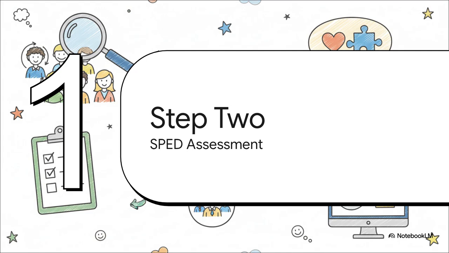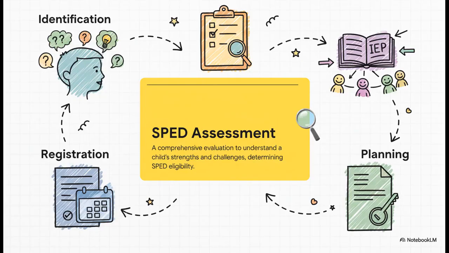So, once a child has been identified, the next logical question is, okay, what kind of support do they actually need? And that brings us right to the assessment phase, where the goal is to really truly understand the individual learner. Now, this is so much more than just a test. Think of it as a comprehensive, deep dive into the whole child, their academic strengths, their social and emotional well-being, and any specific challenges they're facing.